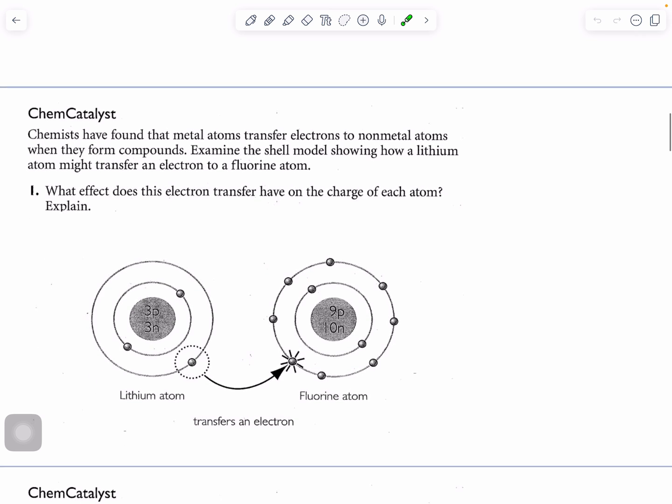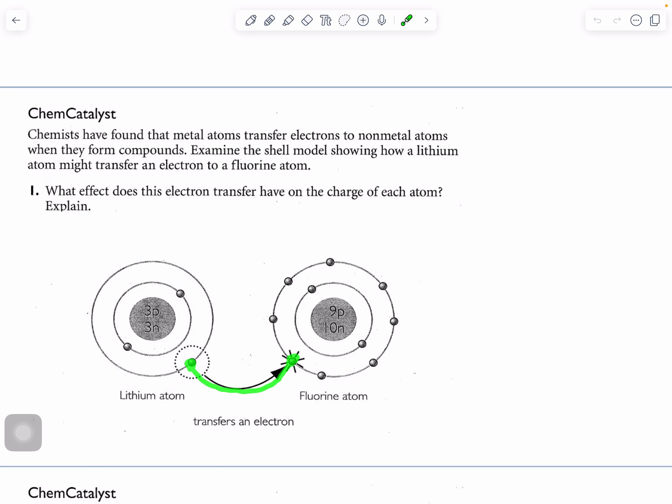Okay, here's our chem catalyst. Chemists have found that metal atoms transfer electrons to non-metal atoms when they form compounds. We want to examine the shell model showing how a lithium atom might transfer an electron to a fluorine atom. Lithium is in group 1, so how many electrons are in its outer shell? The answer is 1. Fluorine atoms are in group 7. How many electrons are in its outer shell? The answer is 7.